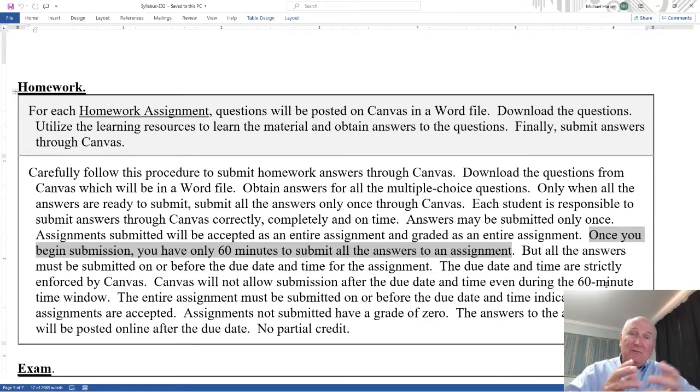Especially on some of them, you have to actually generate a file. I think one, maybe two homework assignments. You have to upload a file. You have to generate the file. So don't click submit until you have everything ready to go. Okay?